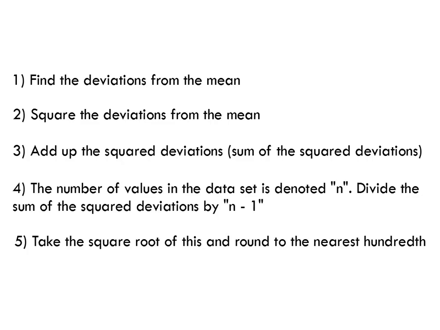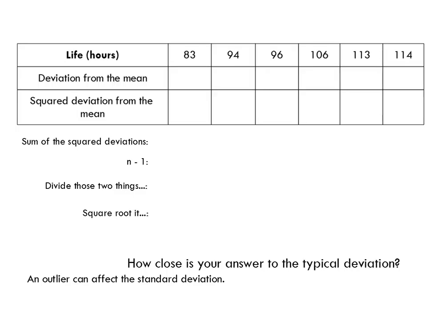So that's where it doesn't matter if they're positive or negative. They're all going to be positive after step two. Number three, add up the squared deviations, so the sum of all of those squared numbers. Number four, the number of values in the data set is denoted n, so that's how many data points there were. Divide the sum of the squared deviations, what you got in step three, by that number n minus 1. And then you take the square root of this and round to the nearest hundredth. The rounding part is optional. So that's a lot of steps, and you would have to do it every time you had new data. Let's say you added one more dot to the graph, you have to do it all over again. Fun, right?